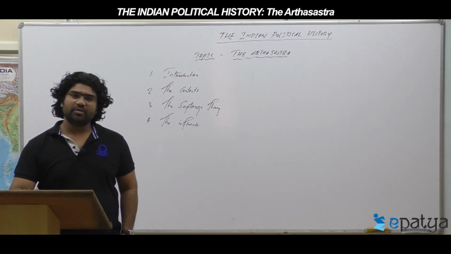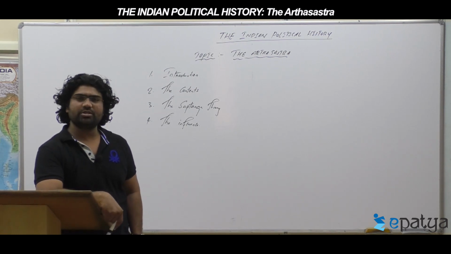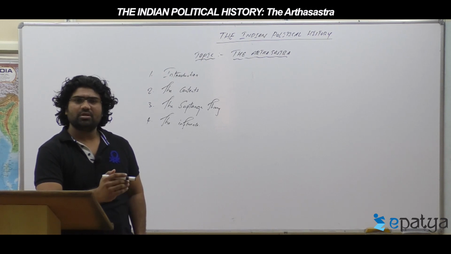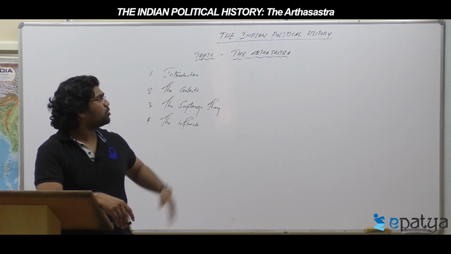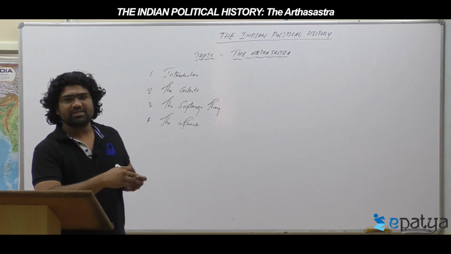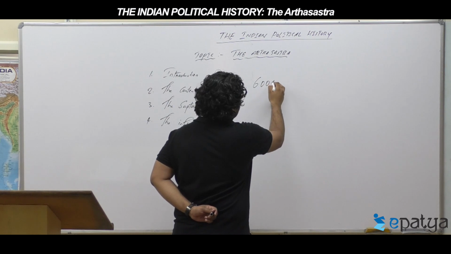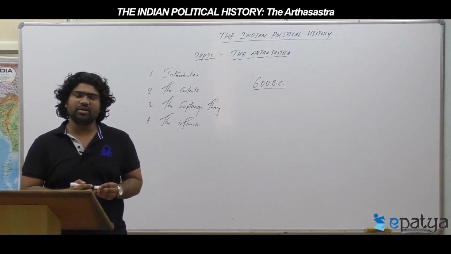Today we will be understanding the emergence of political history in the Indian subcontinent. If you understand, Indian history starts from the emergence of Mahajanapadas. So clearly speaking, the Indian political history can be dated to 600 BC.